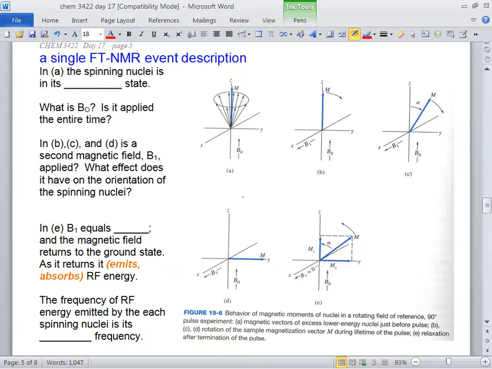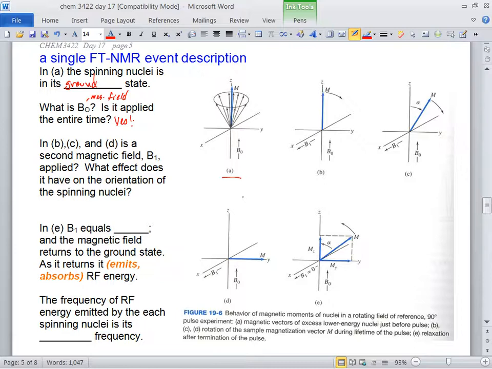Let's start in A, Brandy. In A, blank state. Ground state, perfect. Okay, Mel. B naught is the magnetic field. Yes, okay. Is it implied the entire time? Does everybody agree? Yes? Because it never disappears, right? Look at that.